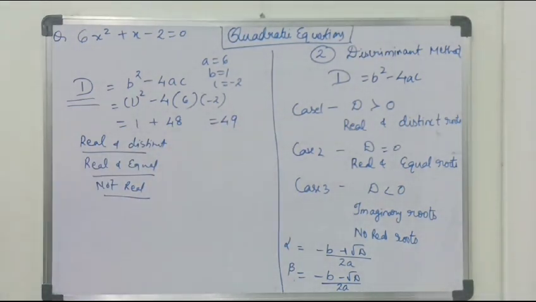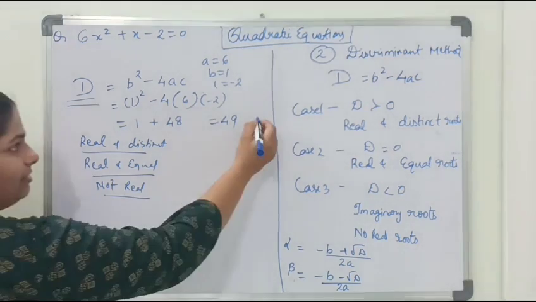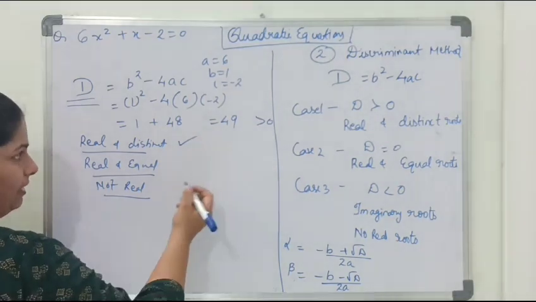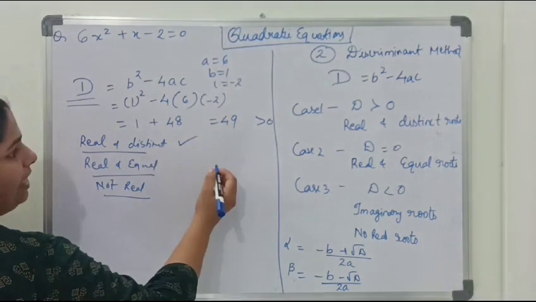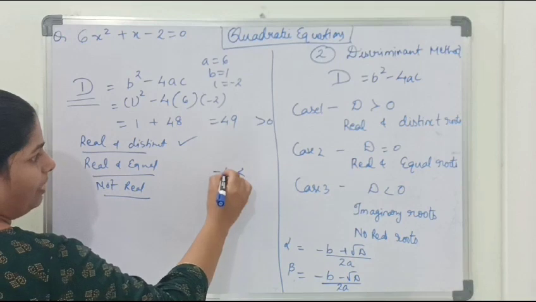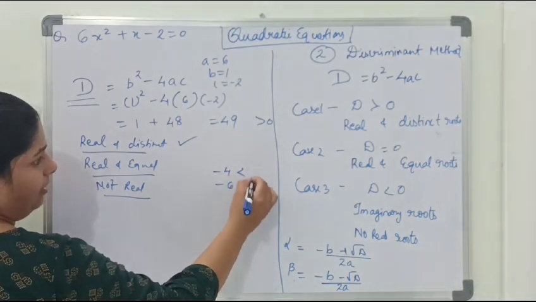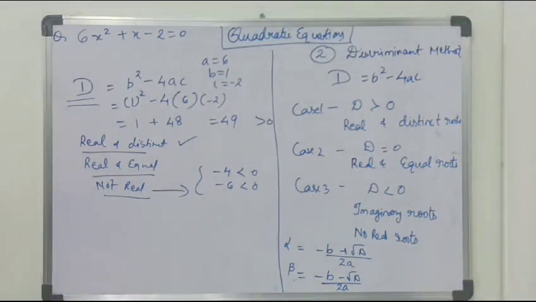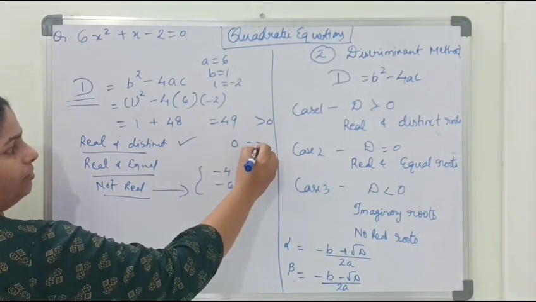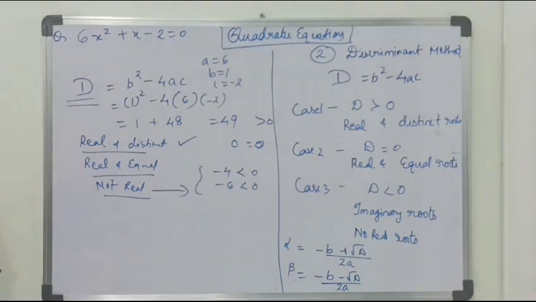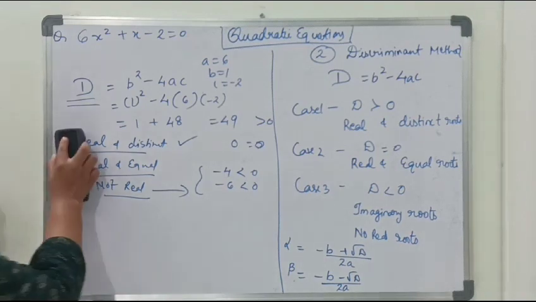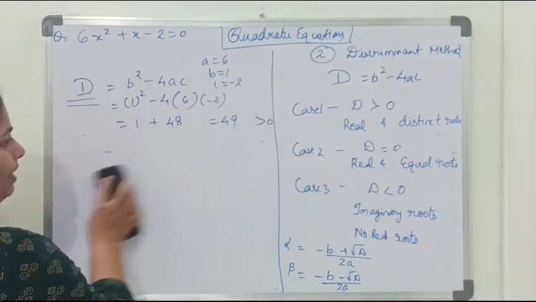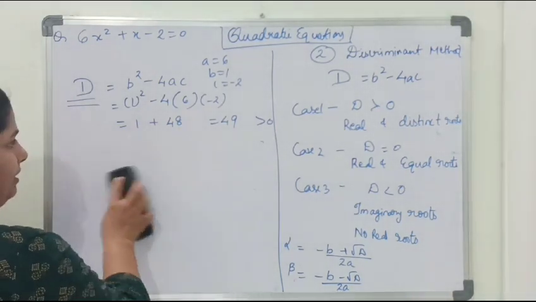So what we have got? The value of d as 49. Now the value of d is greater than 0, therefore my roots are real and distinct. If the value of d is less than 0, that is minus 4 or minus 6 or anything, then I will be getting imaginary roots or non-real roots. If the value of d is equal to 0, then my roots are real and equal. Now after finding d, we will be finding the roots of the equation without solving any equations for x.